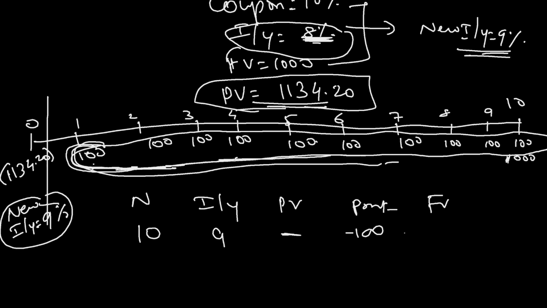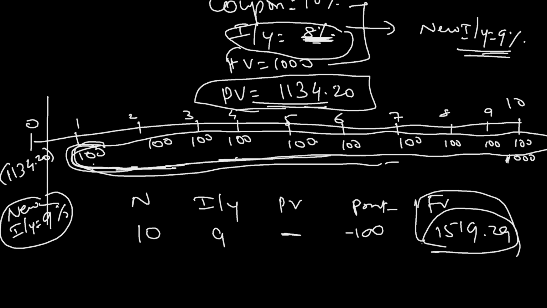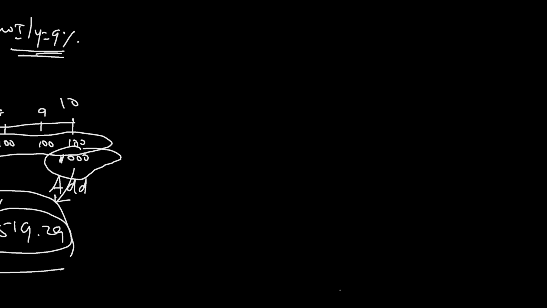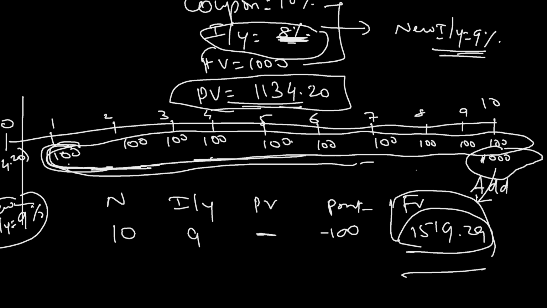10 N, 9 IY, 100 minus payment, compute future value. It comes to 1519.29. So this is the future value of all the hundreds that I'm going to get, 1519, and also I'm going to get this 1000 as well. So overall you have to add these two amounts. So overall I will have 1000 and 1519. So overall I will have 2519.29, and I invested 1134.20.